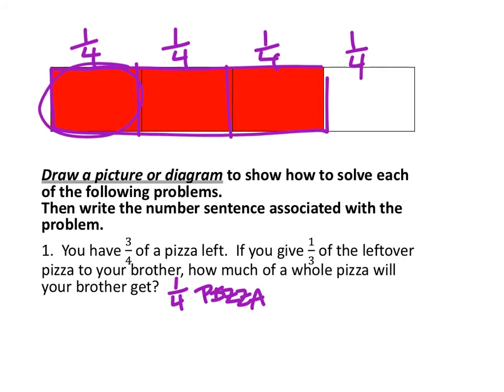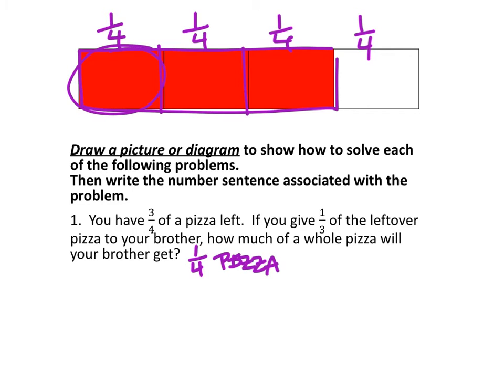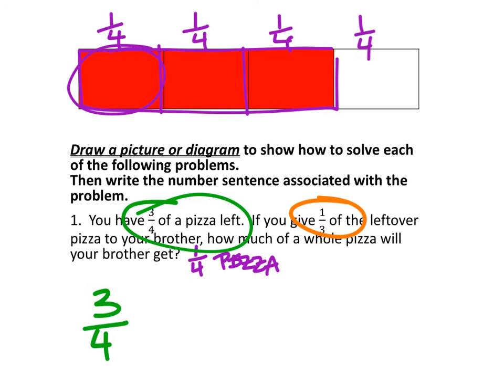Now that is how this would be shown with a diagram. What they also want is to show this using a number sentence, okay? So an actual expression. On this one, I'm going to take that 3/4 right here. That's how much of the pizza is left. And we're going to give 1/3 of that to the brother. Now, this would show it's 1/3 of 3/4, which means we're going to multiply. It's 1/3 of a pizza. So 3/4 times 1/3, and you guys see that you can cross simplify the 3's there. 3 divided by 3 is 1. 3 divided by 3 is 1.